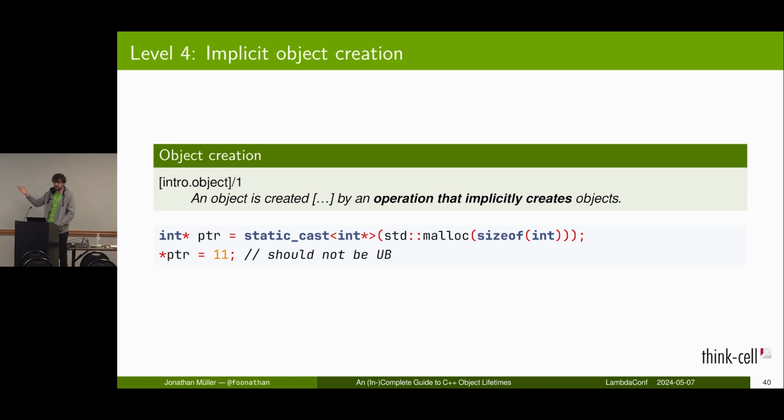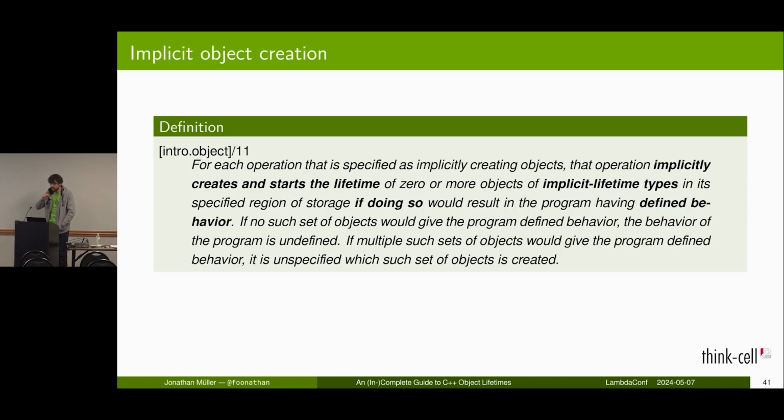But with everything I've shown you, this is undefined behavior because we don't have an int object. We've just allocated storage. So we shouldn't be allowed to assign a value to it because we don't have an int object. So how does this get fixed? Because we don't want this to be undefined behavior. Well, essentially there are some operations that implicitly create objects, and those operations just create objects if doing so would result in the program having no undefined behavior. So essentially, the compiler helps you to avoid undefined behavior. This is like the only instance where the compiler is actually on your side and prevents undefined behavior by implicitly creating objects for you.